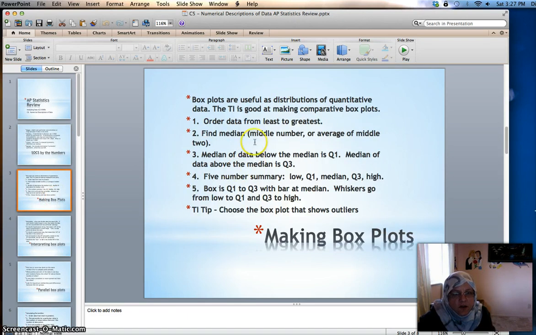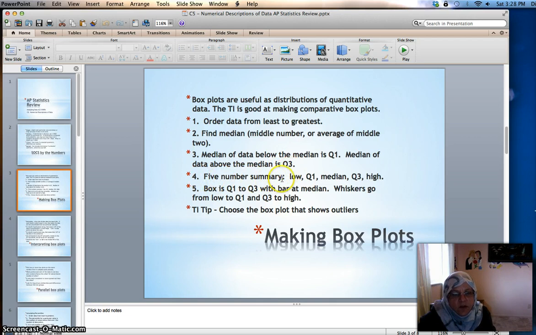Now, how do you make a box plot? So order your data from least to greatest, and then find the middle, which is the middle number or the average of the middle two. That's called the median. And then look at the data that are all to the left or below the median. Find the median of those. That's quartile 1. Look at the data that are above the median to the right of it, and find the middle of those. Again, averaging the middle two if you have to. That would be quartile 3.